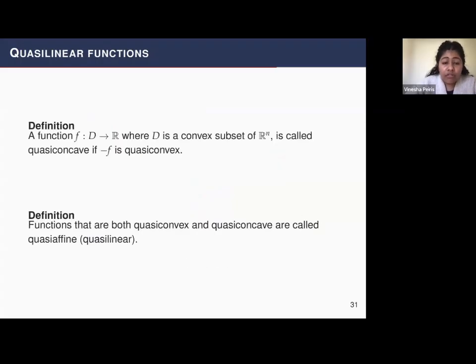And then we have quasi-concave functions. We say that a function is quasi-concave if the negative function is quasi-convex. And we say that a function is quasi-linear if the function is both quasi-convex and quasi-concave at the same time.